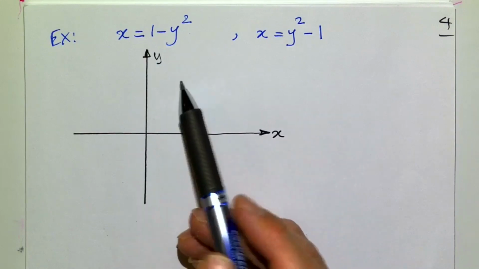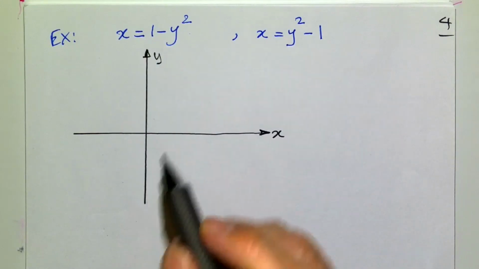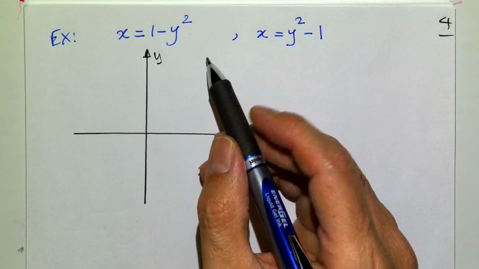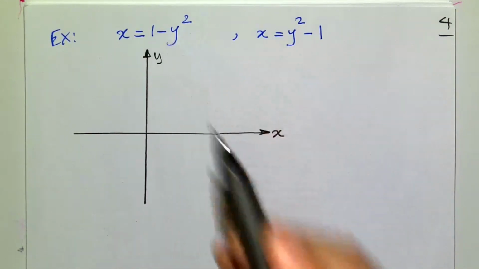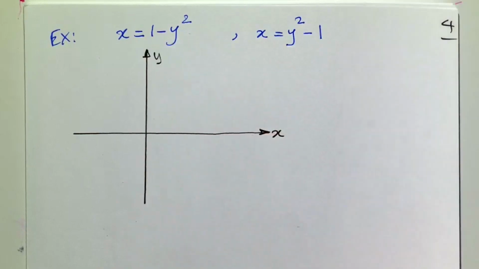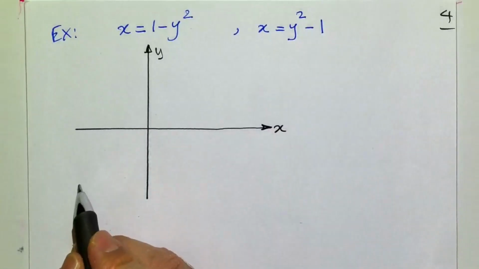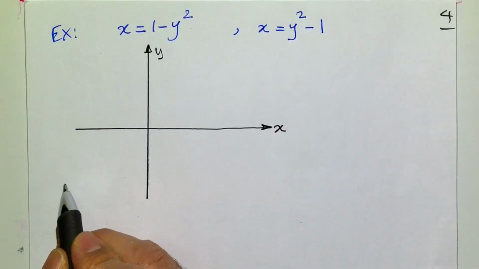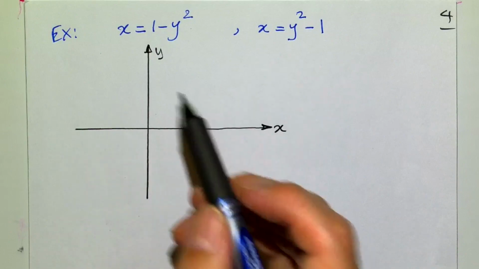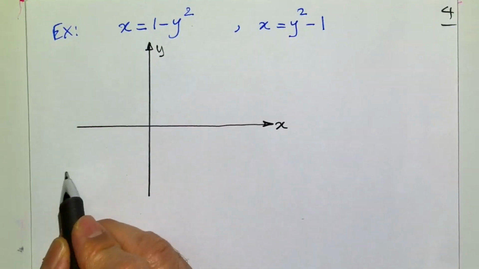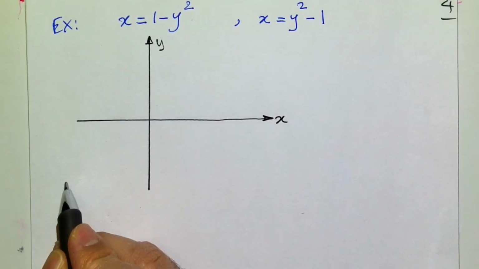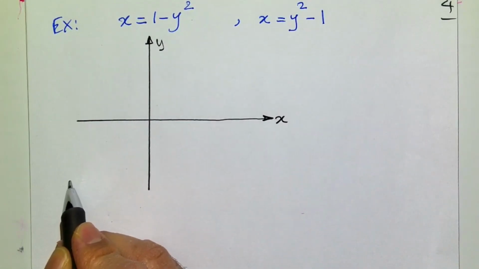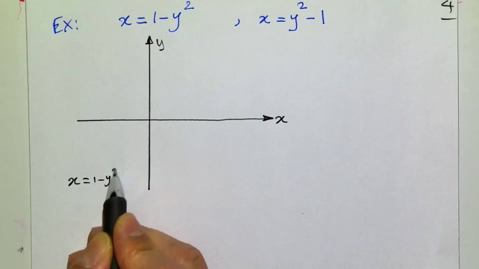Now, if we draw this, let's find out the x-intercepts. Let me write it here, it's a good idea to put it here. So we have x equals 1 minus y squared.